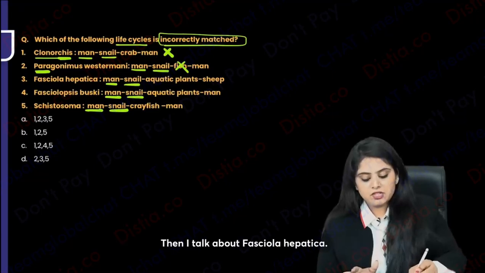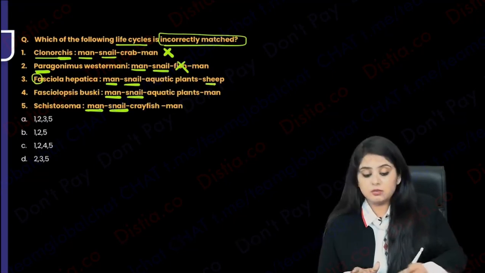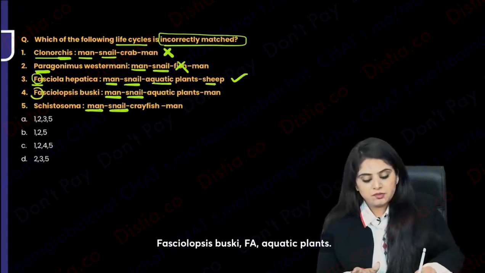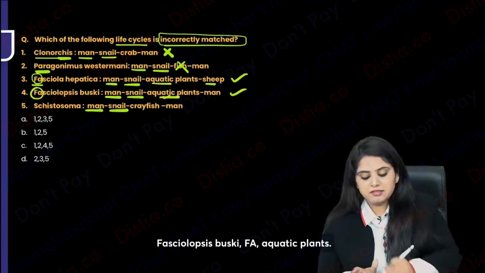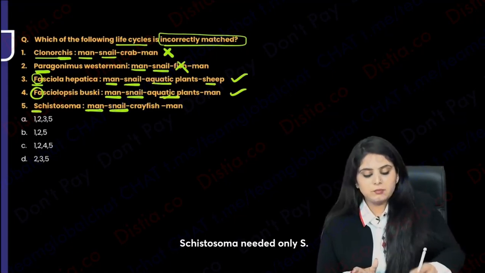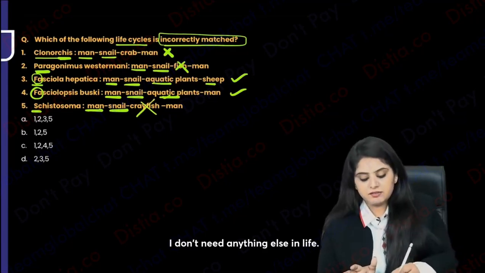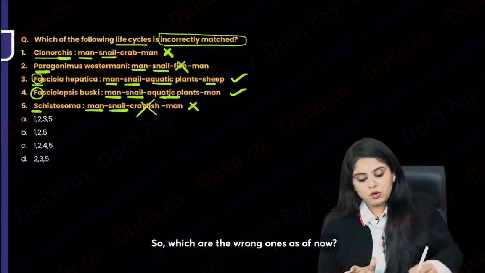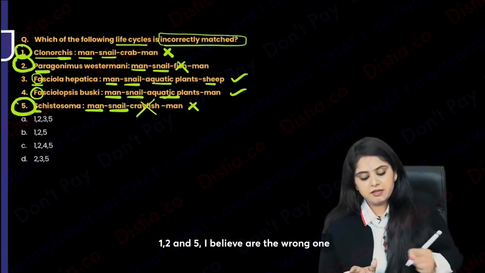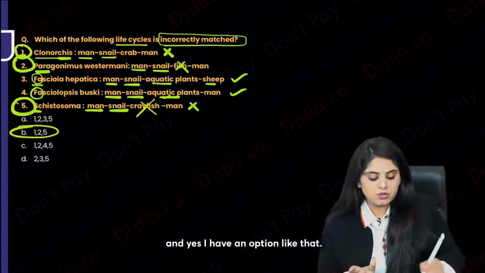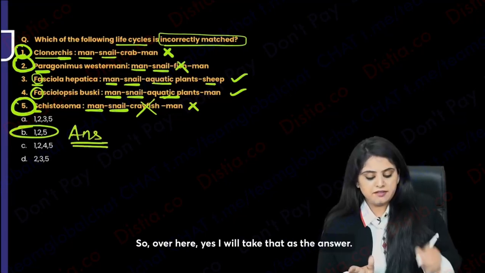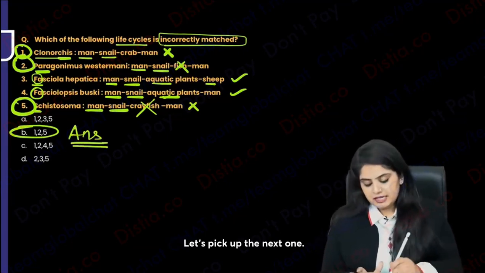Then I talk about Fasciola hepatica. Again, Fasciola hepatica can have sheep also, and A for aquatic plants. This looks right. Fasciolopsis buski can have aquatic plants. Looks right. Schistosoma needed only S. Once the snail comes, it says it doesn't need anything else in life. So this is also wrong. So which are the wrong ones as of now? 1, 2 and 5 I believe are the wrong ones. And yes, I have an option like that. So over here, yes, I will take that as the answer. Let's pick up the next one.